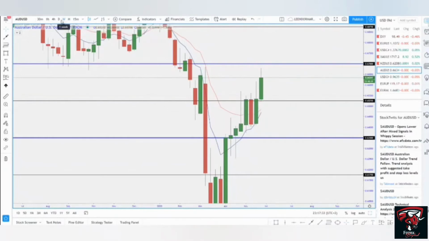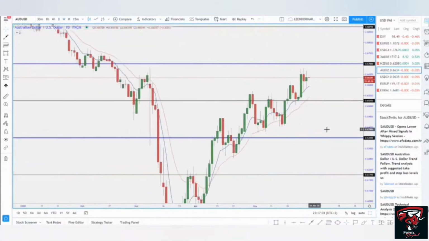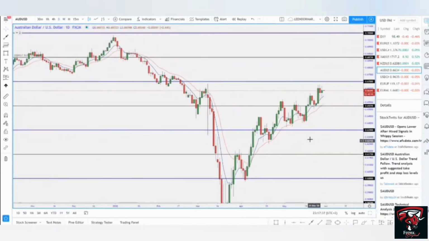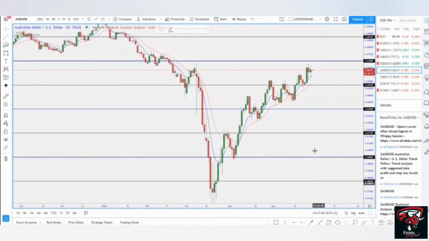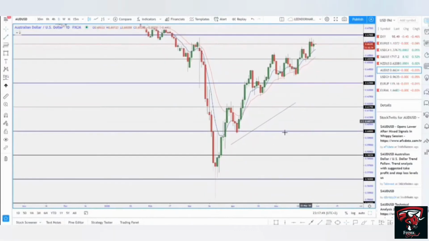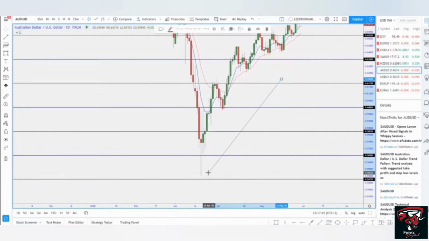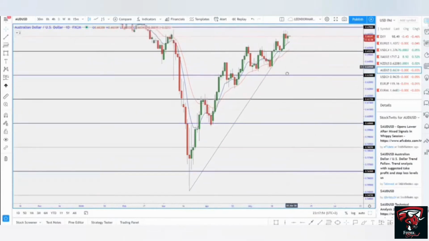On the daily, I'm going to go to the daily and use the tools that I have to find possible entries. The first tool that I can use is the trend line. If I draw a trend line from the bottom going up, you will notice how this won't make sense. It won't make any sense.